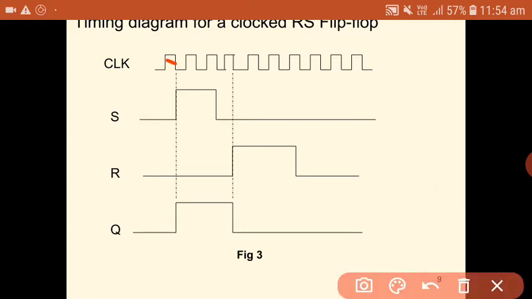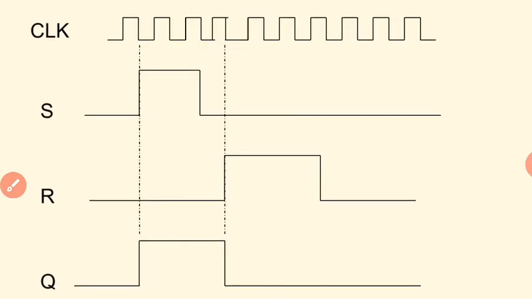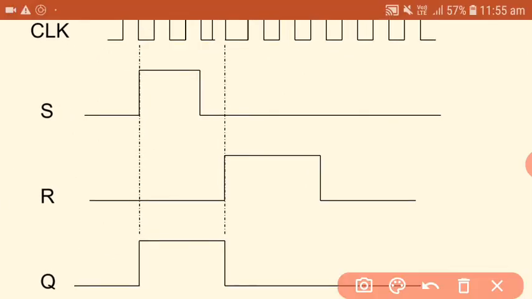That means whenever the clock is changing its state from logic 1 to logic 0, at that instant of time, it will be checking the inputs, and correspondingly it will be producing the output. So all these are negative edge triggering clock pulses.